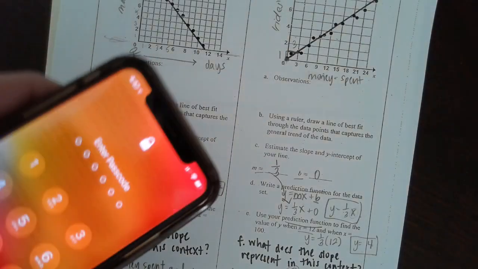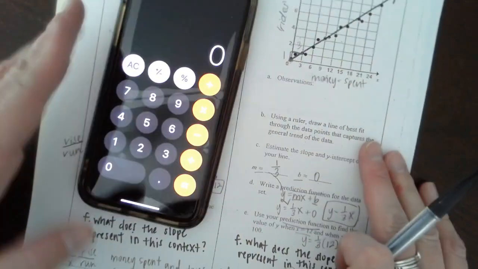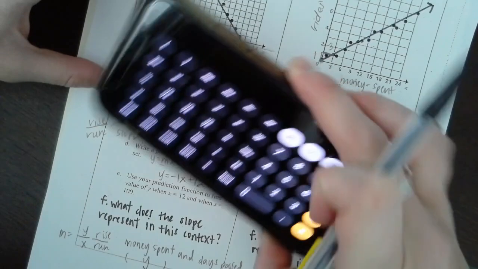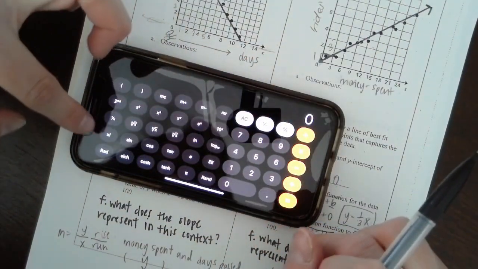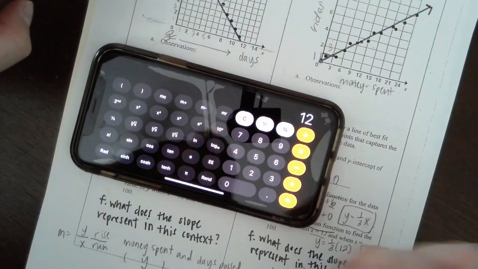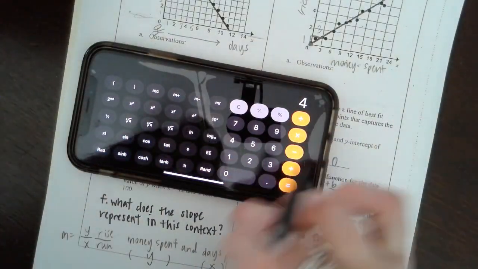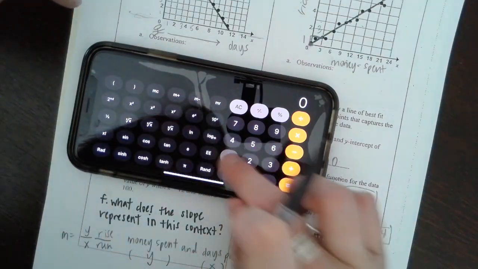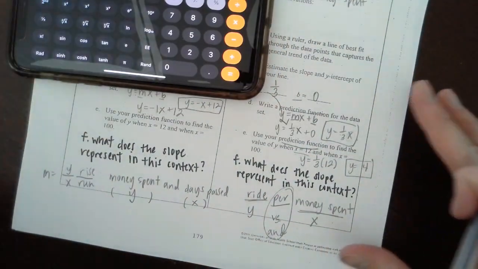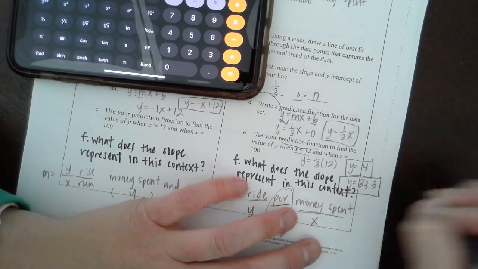So on your calculator, I'm going to use my phone calculator. You are trying to figure out parentheses 1 divided by 3 parentheses times 12, so that is 4. And then you can do the same thing for 100. So parentheses 1 divided by 3 parentheses times 100, which would be 33, or not percent, sorry. So y equals 33.3. And then the same thing over here.